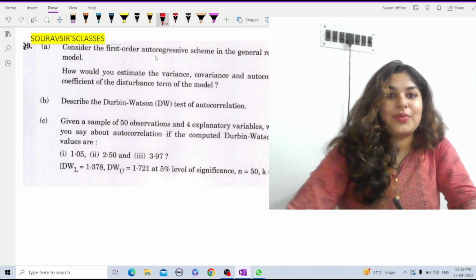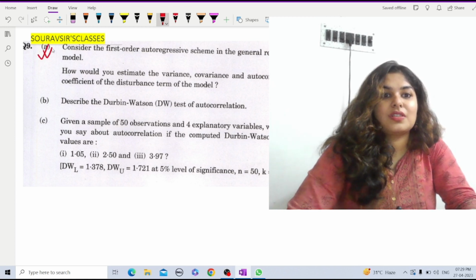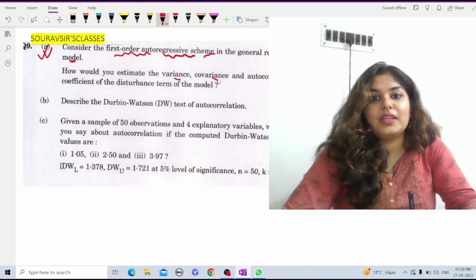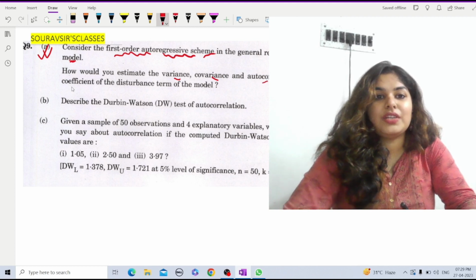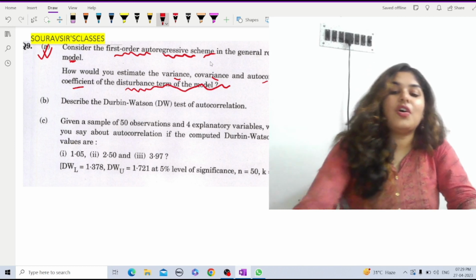In front of you is a question about the autoregressive scheme, that is autocorrelation, right? So the first part of this question is, consider the first order autoregressive scheme in the general regression model. How would you estimate the variance, covariance and autocorrelation coefficient of the disturbance term of the model?